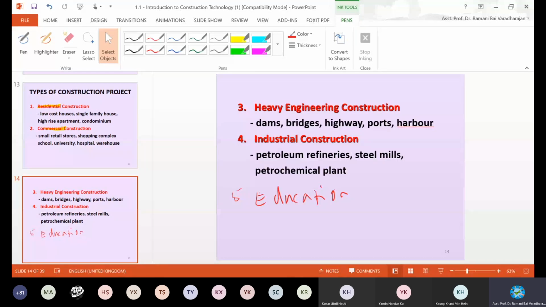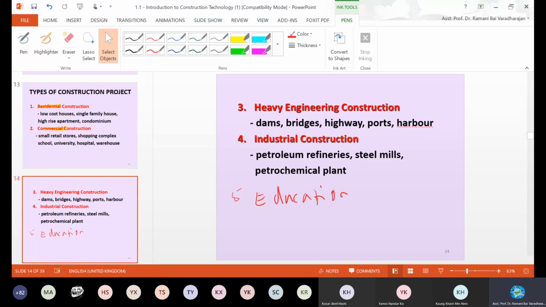Ports and harbors are even worse, you need to design for the waves, isn't it? You must know the phenomenon, the climate scenario, and the pattern of flow existing at the coastal area and so on. And then lastly, industrial construction: petroleum refineries, steel mills, petrochemical plants, right? Here you can see all about production, process centers, manufacturing centers. All will be workshops, and heavy duty machineries are involved, wherein they use cranes and movers.